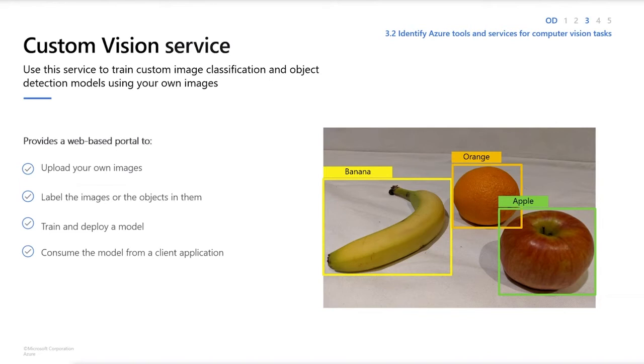Now, with cognitive services, they're all pre-trained models. With the custom vision service, you're going to have to train it yourself, whereas cognitive services are all pre-trained.